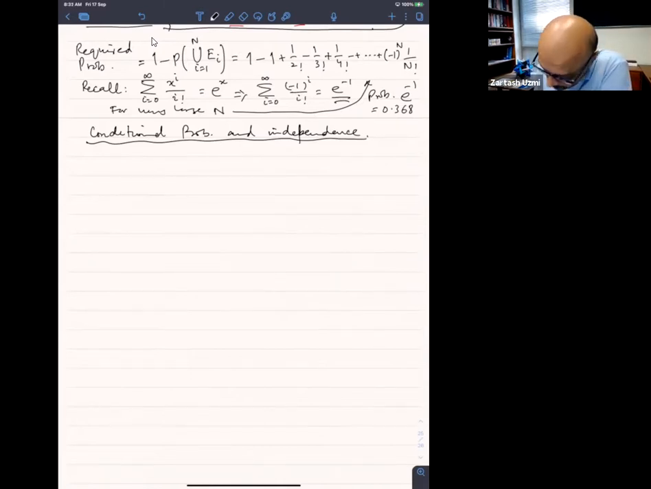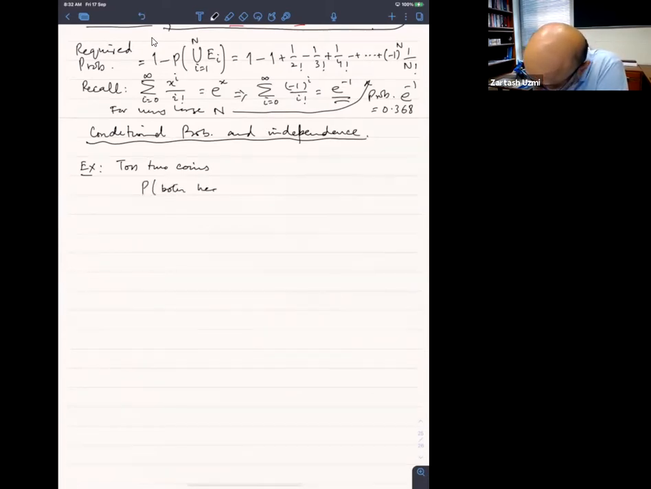Okay, so conditional probability and independence. So I'll start with an example. Let's say we toss two coins, and we have seen this example before. Toss two coins. How many points in the sample space? Everyone knows that there are 4 points in the sample space. What is the probability of both heads? Answers in the chat window.